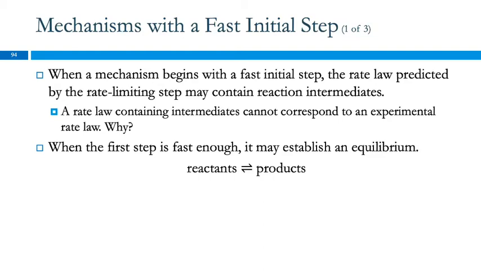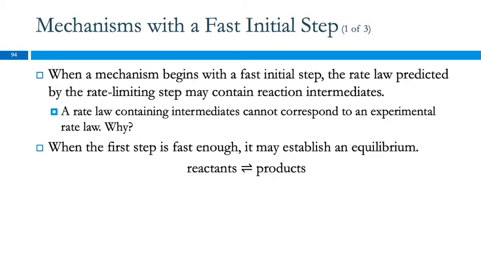If we have a mechanism where the first step is fast, then the rate law that's predicted by the rate limiting step can have reaction intermediates in it. Because the first step goes fast, it makes an intermediate, and then that intermediate is involved in the slow step. So if you look at a rate law predicted by the elementary step, you end up with a rate law that has intermediates in it instead of just reactants. So that doesn't work out very well. The rate law cannot have intermediates in it, because when we determine the rate law, we're not looking at intermediates, we're only looking at reactants.